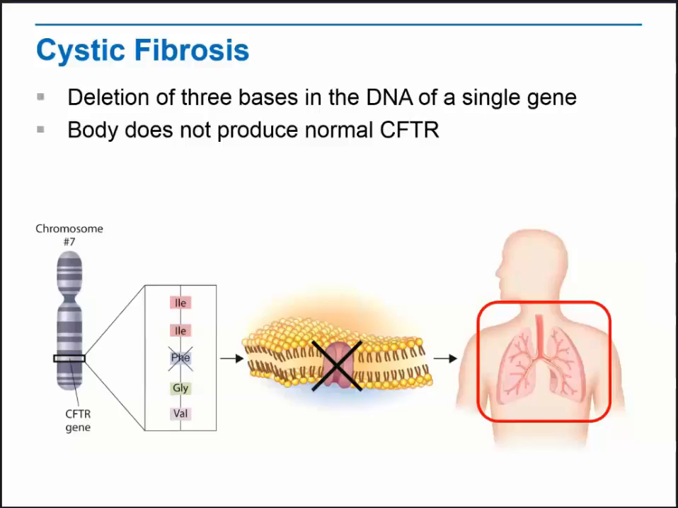So why isn't the cause of CF considered a frameshift mutation? Well, because exactly 1 codon, 3 nucleotide bases, have been deleted, so the rest of the reading frame has not been affected.